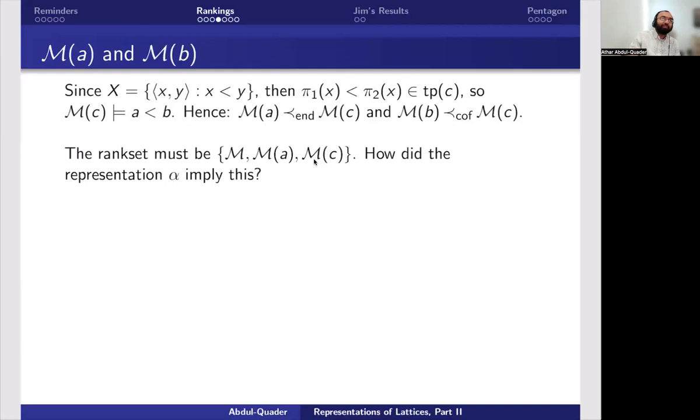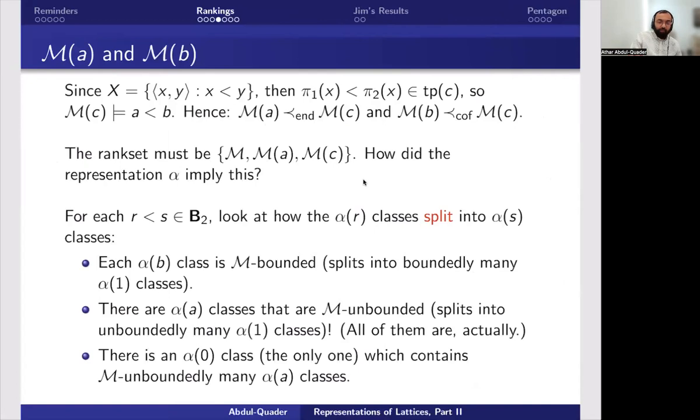How did the representation alpha tell us this? How did we code that into this representation? And this is where I'm trying to build up to Jim's results about representations of ranked lattices. The idea is for each pair of elements R and S, where R is less than S in the lattice, I mentioned that alpha of S is going to refine alpha of R. So we want to look at how the alpha of R classes split into alpha of S classes.